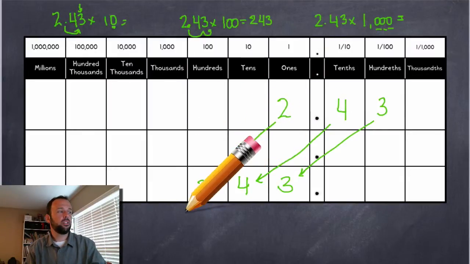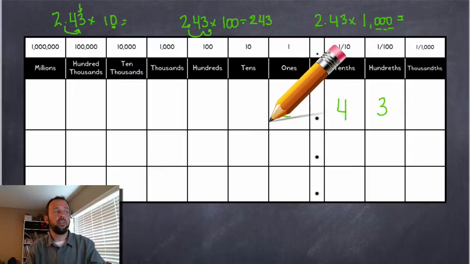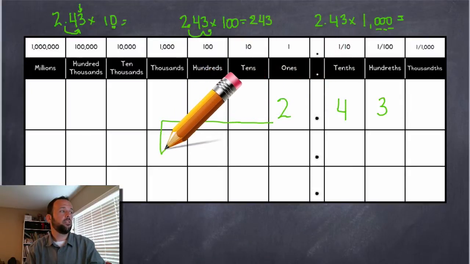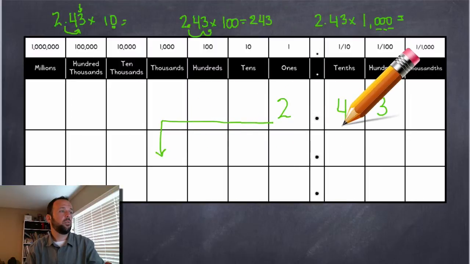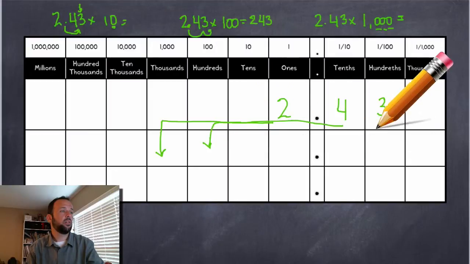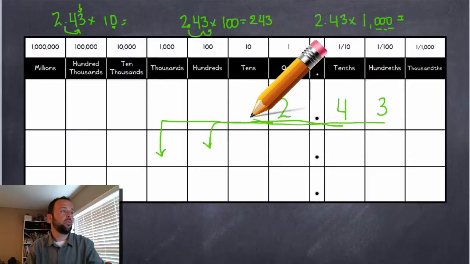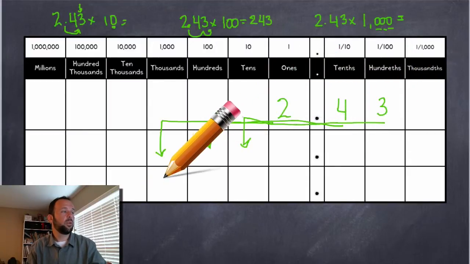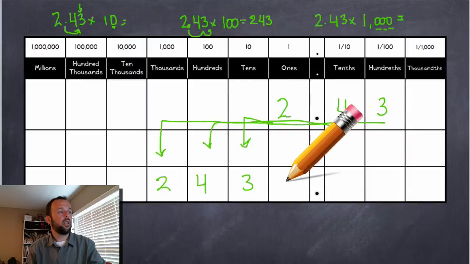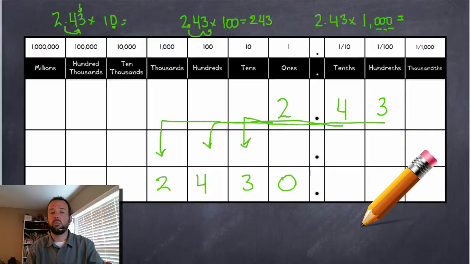So this last one was 2.43. Let me get rid of that. And if I move everything 3 spots, so this would be 1, 2, 3, my 2 would go here. 1, 2, 3, my 4 would go here. 1, 2, 3, and my 3 would go right here. So my new number would be 2,430. And no decimal point there because we moved everything over.